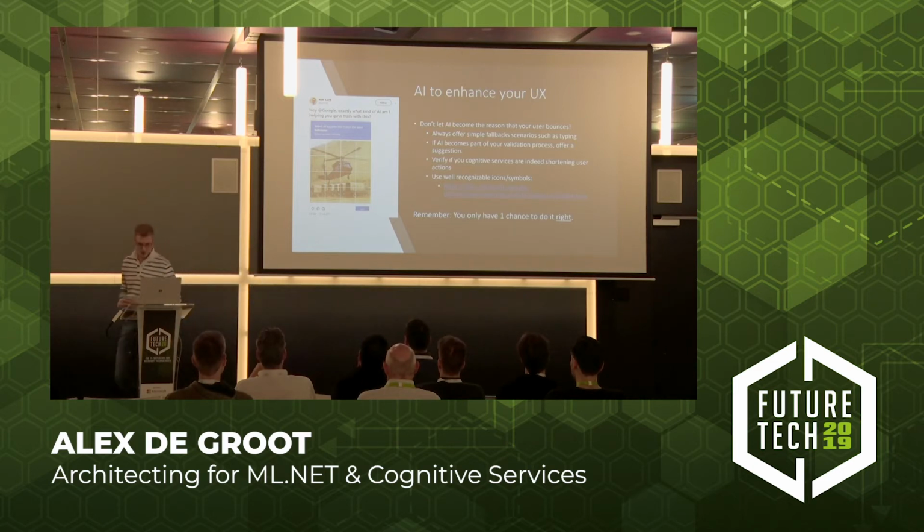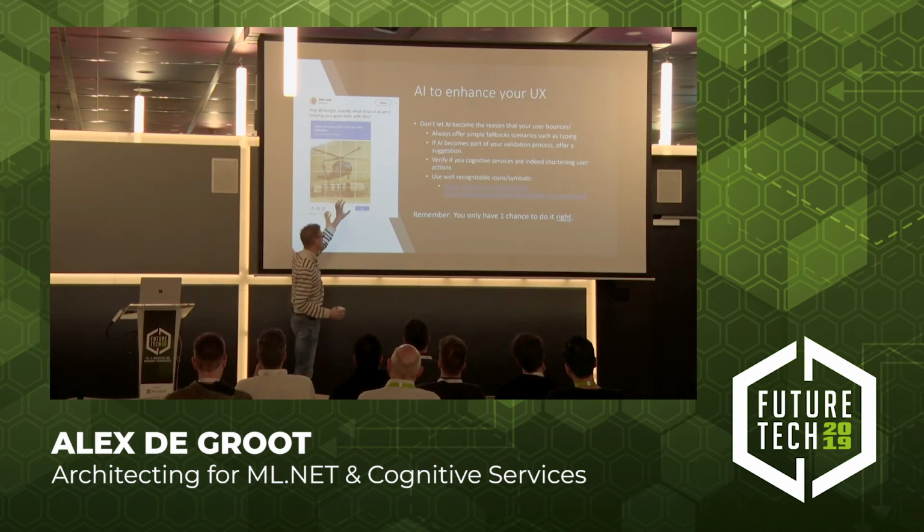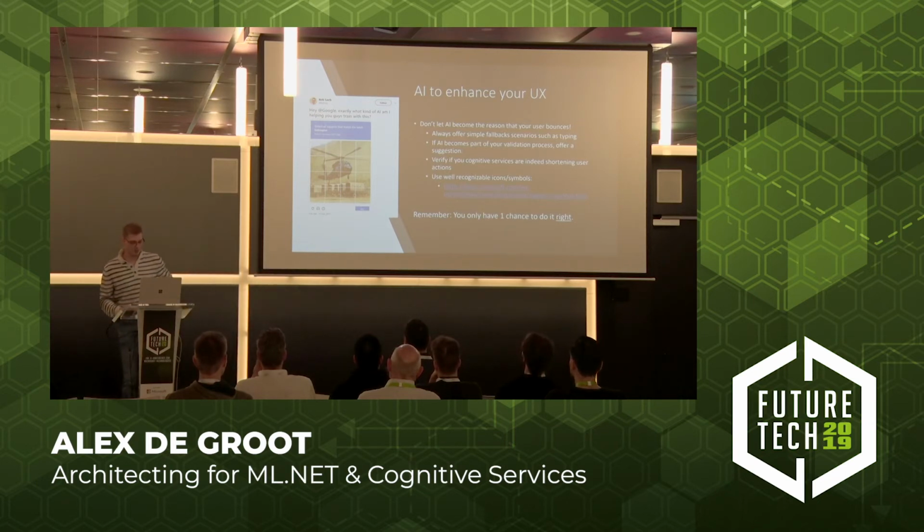Happens all the time. So one of the simple things to do there is always offer fallbacks. Make sure that if you are going to enhance the user interface, offer fallbacks. Also realize that if AI becomes part of your validation process, offer a suggestion or an alternative. You see Google here using AI image recognition, and they actually allow you to also listen. So they offer you this fallback. They even will call you at the moment that it doesn't work.